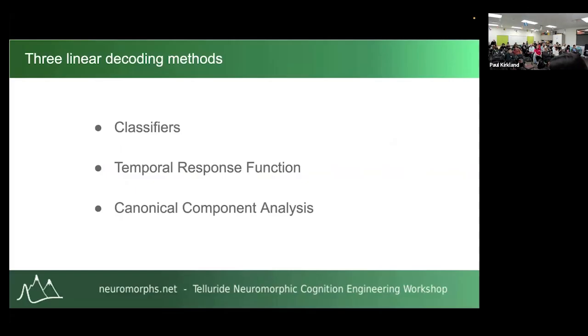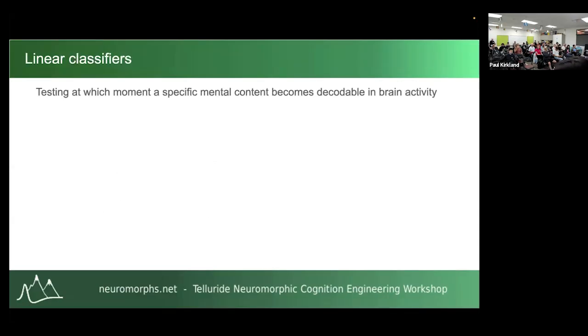So there are three main methods that I'm going to present here, that have been used by people more or less related to the workshop or throughout the community of people looking at auditory decoding in general. And these are classifiers, temporal response functions, and canonical component analysis. For each one, we're going to look into the technique, and then I'm going to give one brief example of how it can be applied.